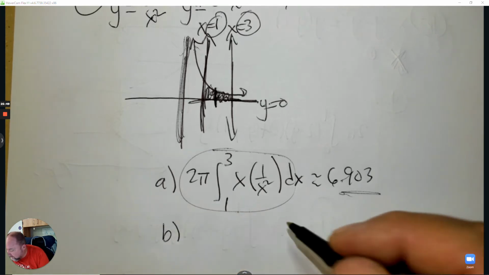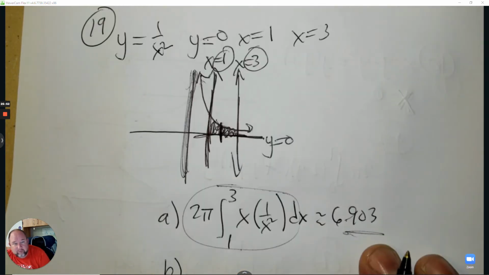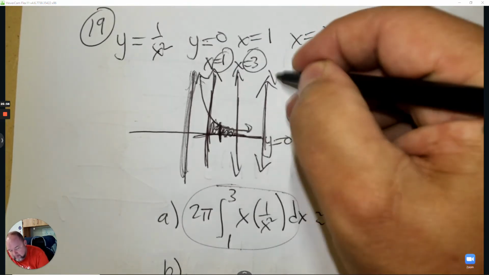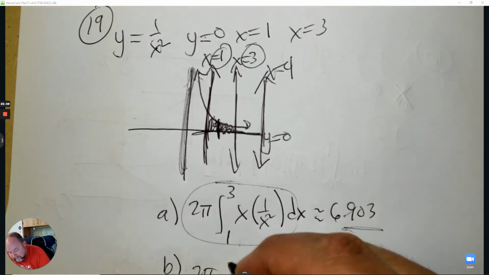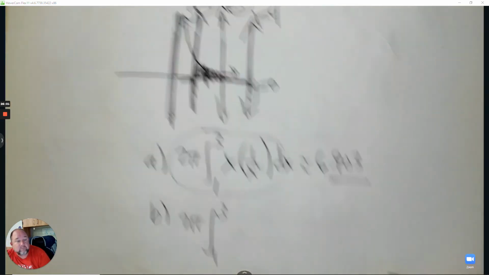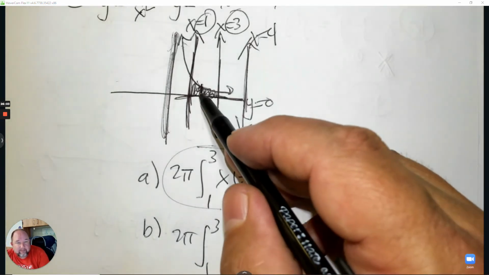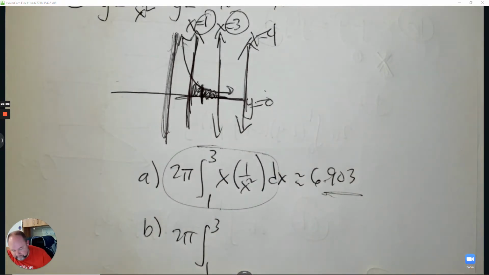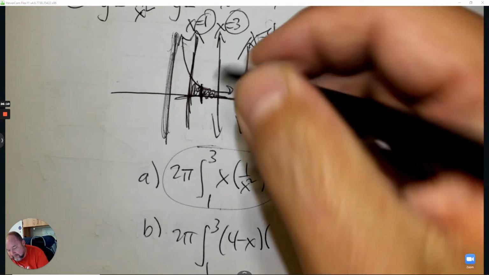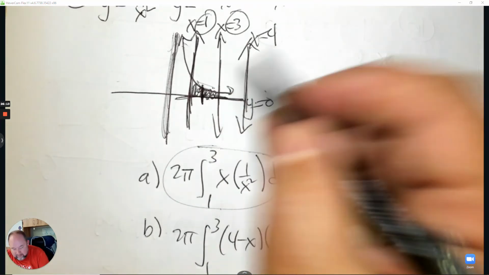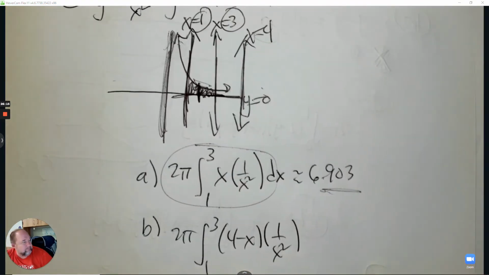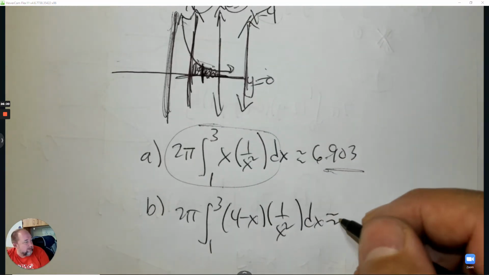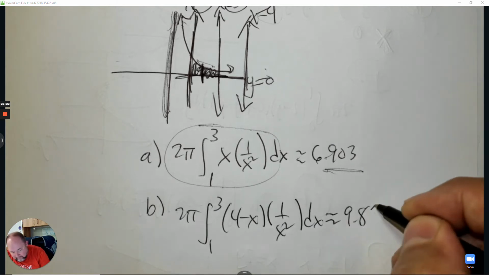In part B, it's about the line x equals 4. That's over here. So start it the same way. Now the x-coordinate, this is on the right, so it's going to be 4 subtract x. That's the radius. And then top subtract bottom again, which is 1 over x squared. And again, type that in your calculator, and you would get the answer 9.852 for the volume.